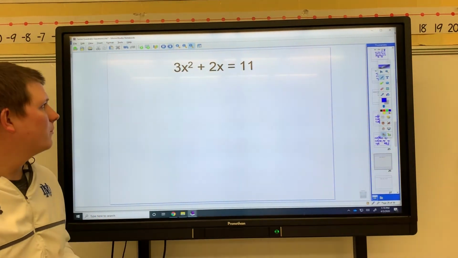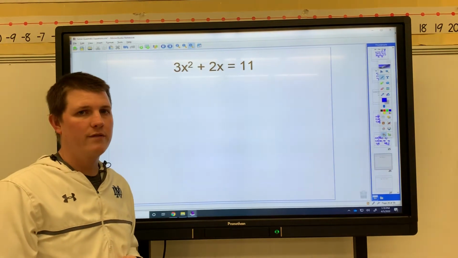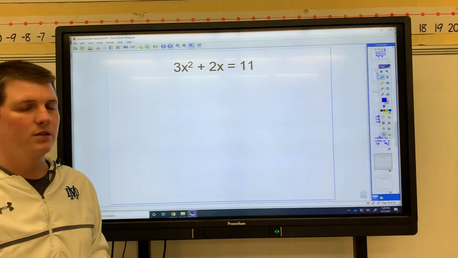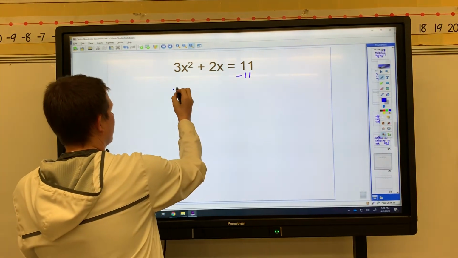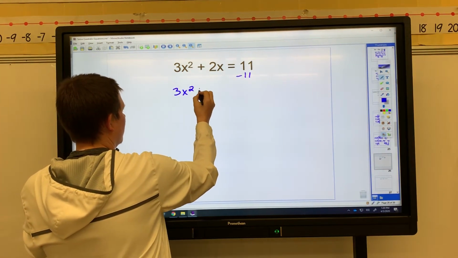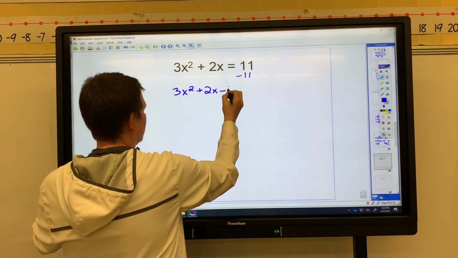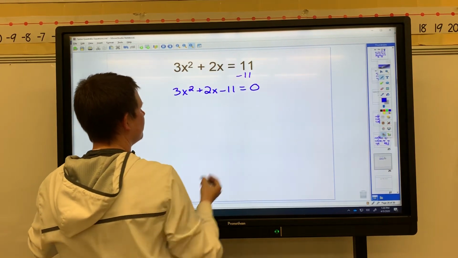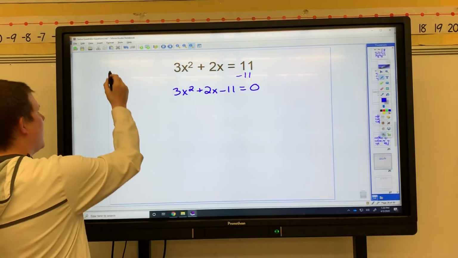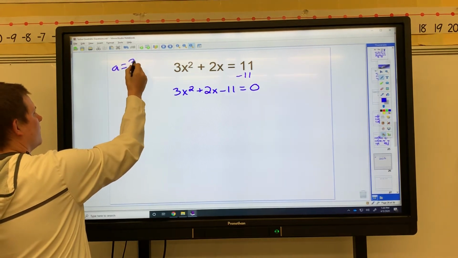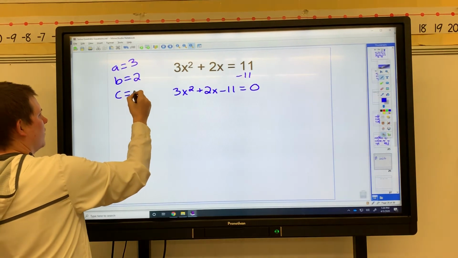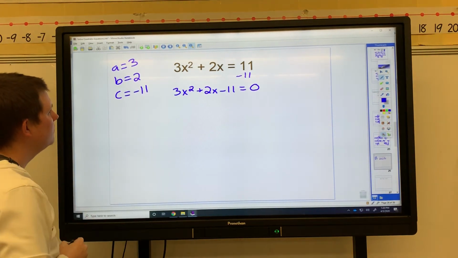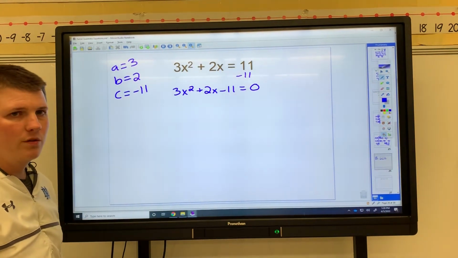3x to the second plus 2x equals 11. First thing we have to do is get one side to be 0, so we're going to subtract 11. So that's going to say 3x squared plus 2x minus 11 equals 0. So now we know our a is 3, our b is 2, our c is negative 11, and we're going to plug them into our formula.